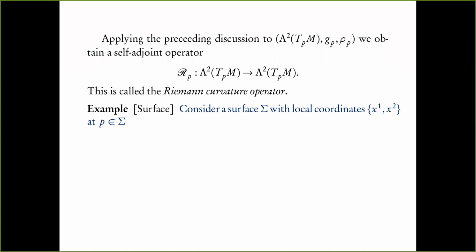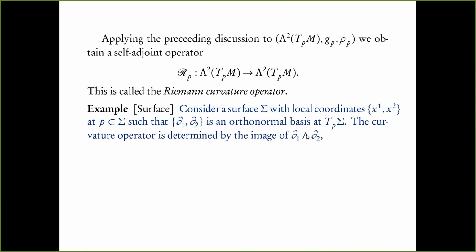So consider a surface sigma with local coordinates x1, x2 at the point P, such that del by del x1 and del by del x2 is an orthonormal basis. I'm not claiming this is an orthonormal basis in the local coordinates, but only at P. In general, you cannot have an orthonormal basis from coordinate vector fields in a local patch unless the manifold was Euclidean. So this is only at the point P. Okay. So the curvature operator is now going to be determined by the image of del 1 wedge del 2, which means del by del x1 wedge del by del x2 at P. So let's see what we calculate.